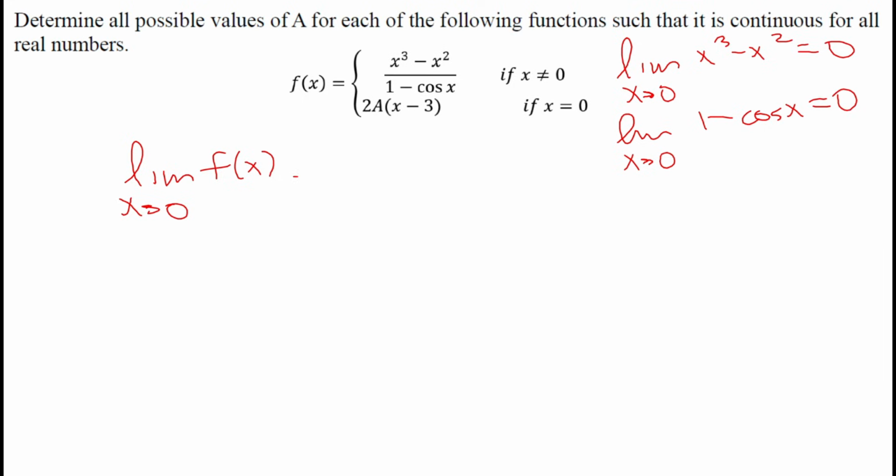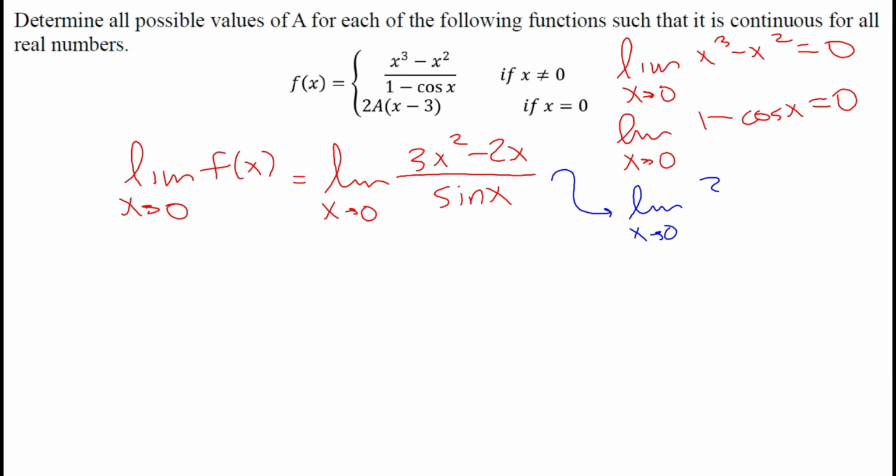So using L'Hopital's rule, we can say this is the limit as x approaches 0 of, we'll just do 3x squared minus 2x over the derivative of 1 is 0, and the derivative of negative cosine is positive sine of x. Well, once again, I think we can see now, again, that the limit as x approaches 0 of 3x squared minus 2x is 0, and the limit as x approaches 0 of sine x is 0.